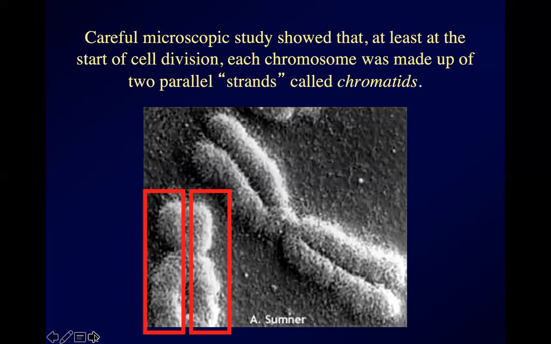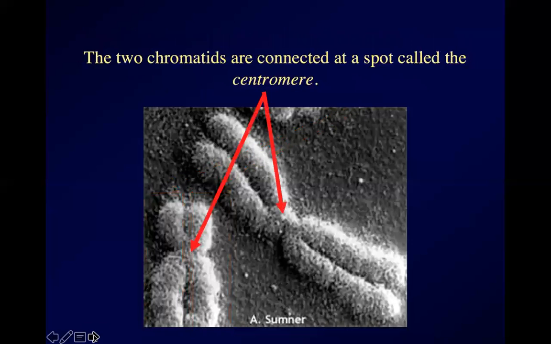But you can see how each chromatid is kind of elongated, like a very long balloon. And the two chromatids join at one particular spot in the center. That's called the centromere. So those are two chromatids of the same chromosome. And they're connected at a spot called the centromere. And there we go.